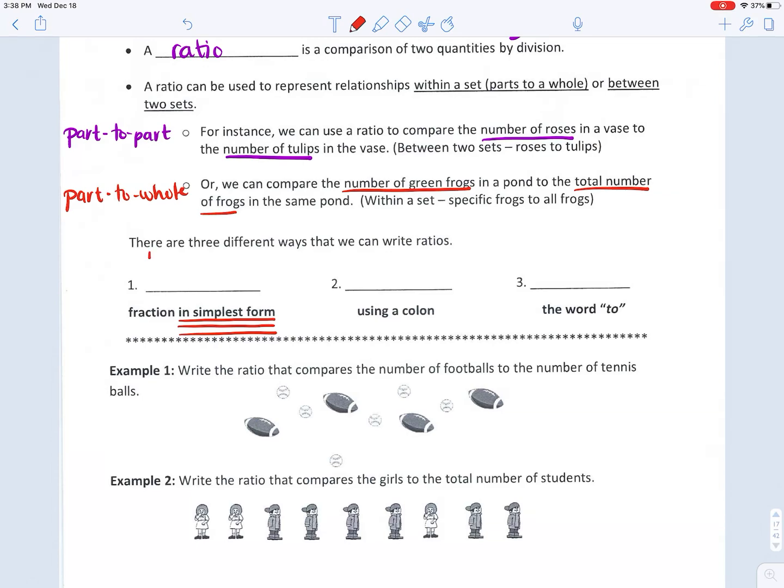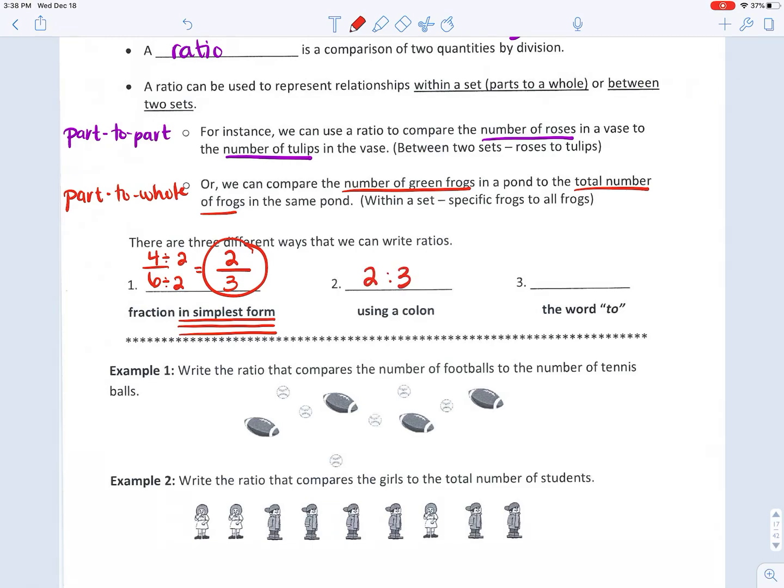What if I have the ratio of 4 to 6? To simplify a fraction, I need to find a number that goes evenly into the numerator and the denominator. It looks like a number that goes into both 4 and 6 is 2. So what I'm going to do is divide the numerator by 2. I'm going to divide the denominator by 2, and let's see what I get. 4 divided by 2 is 2, and 6 divided by 2 is 3. Now this is my ratio written as a fraction in simplest form.